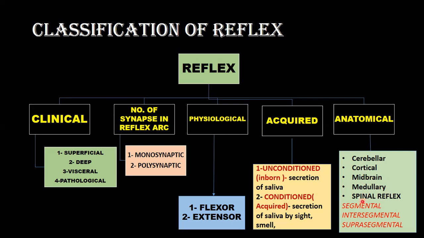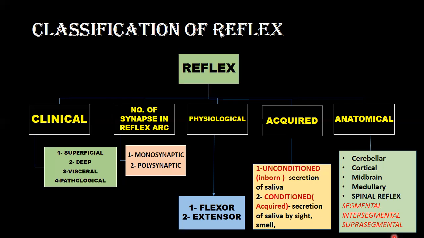Then coming to the spinal reflexes, which are of three types: segmental, intersegmental, and suprasegmental reflexes. Why these segmentals? Because our spinal cord is divided into many segments. So depending upon the segments, the spinal reflexes are divided into segmental, intersegmental, and suprasegmental.